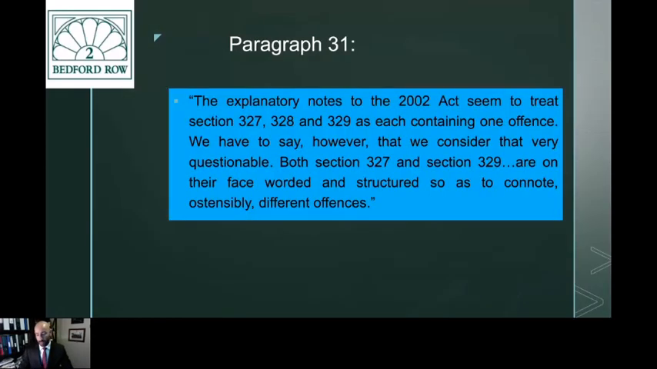The court also observed at paragraph 31 that the explanatory notes of the Act seemed to treat the money laundering provisions as containing one offence in each of them. However, they felt that that was questionable because in particular sections 327 and 329 on their face are worded and structured so as to connote ostensibly different offences. Now that was potentially highly significant because, as many practitioners will know, money laundering offences like section 327 are often charged in a very broad way. For example, concealing, converting or transferring criminal property, and the indictment says just that. Those charges framed in that way now, based on the observations in Hack, could be bad for duplicity because they would tend, if Hack is correct, to be charging different criminal offences in one count, which is not permitted.